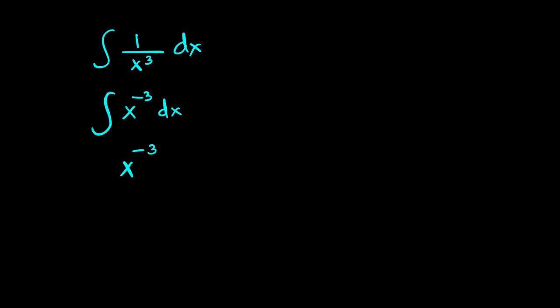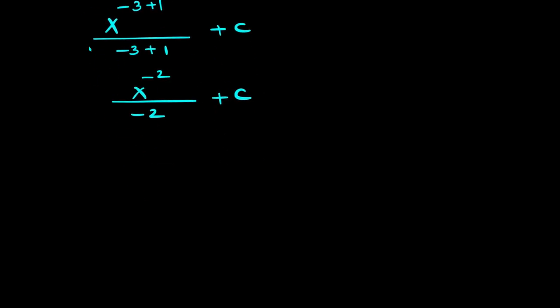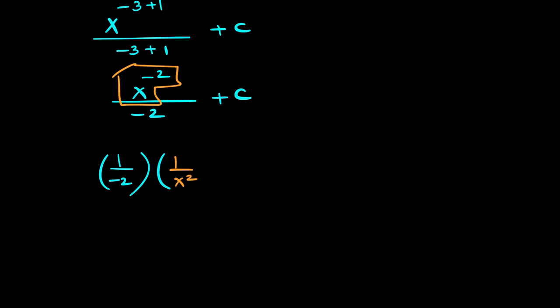Similarly, if we have something like 1 over x cubed, that is the same thing as x raised to the power of minus 3 dx. The rule is the same. x raised to the power of negative 3 plus 1, divided by negative 3 plus 1, plus a constant of integration c. This is x raised to the power of negative 2 divided by negative 2 plus c, which can be simplified further and written as 1 over negative 2. That's a constant. And this expression can be written as 1 over x squared plus a constant of integration c. Therefore, 1 over negative 2x squared plus c.